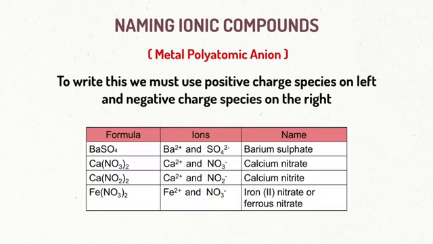When a metal combines with a polyatomic ion, the rules are simple. The positive metal cation goes first, and the negative polyatomic ion goes last. Notice that the name of the polyatomic ion doesn't change. BaSO4 is simply barium sulfate.